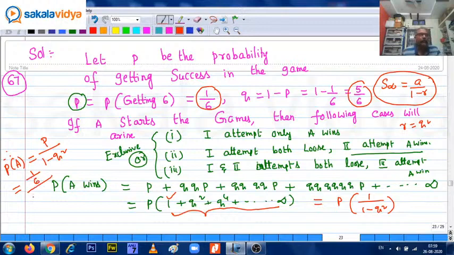1 minus q square means 25 by 36. So this we can write 1 upon 6 into 36 by 36 minus 25 is 11. So 6 by 11. This is the answer. 6 by 11.